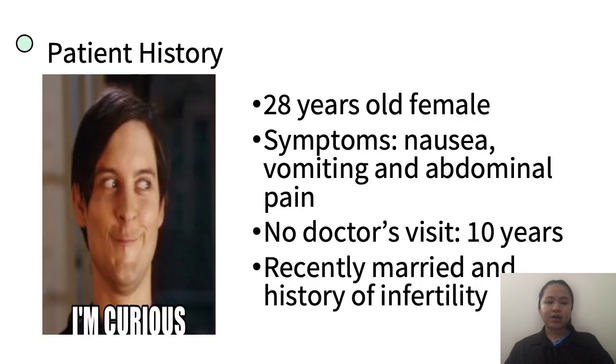I'm going to start with the patient's history. The patient is a 20-year-old female who was admitted at the ER due to nausea, vomiting, and abdominal pain. Patient doesn't have a primary care doctor and has not been seen in the past 10 years due to lack of insurance. Patient just recently got married and reports a history of infertility.